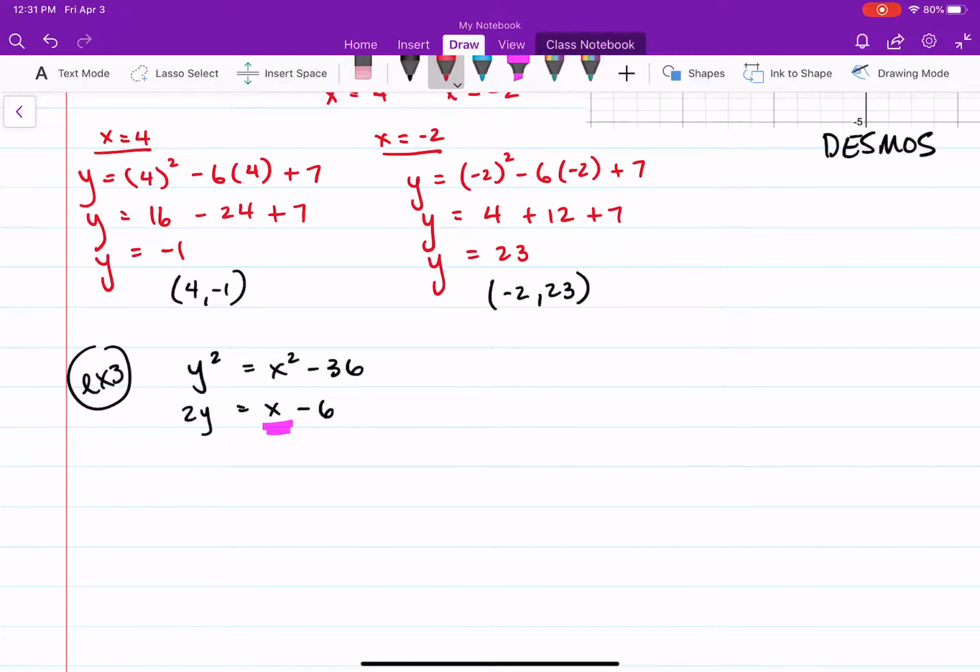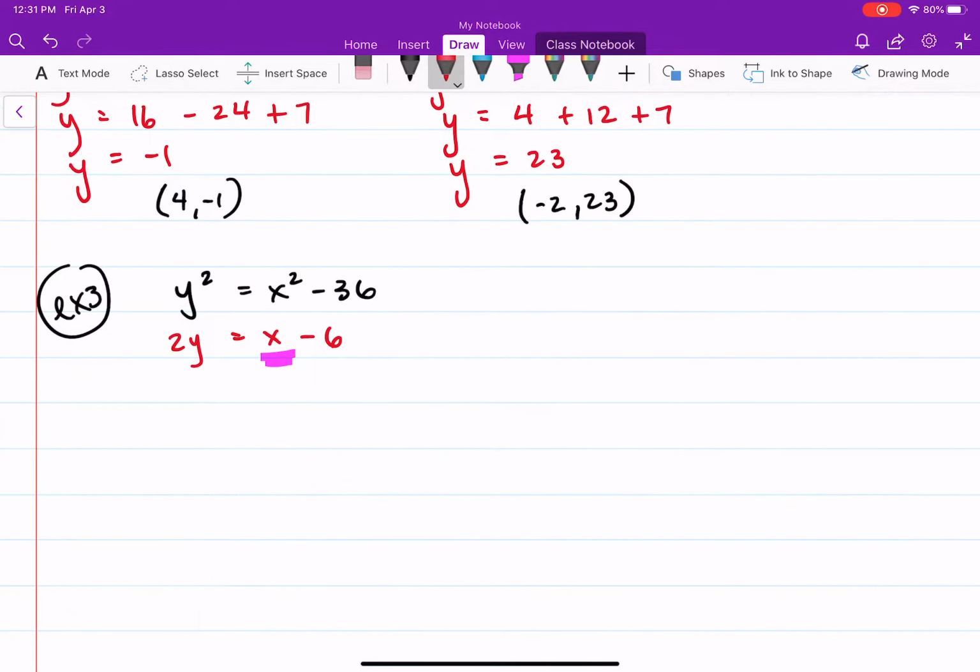So again, I'm going to take this and turn it to red. And I'm going to take this and I'm going to solve for the x. So I'm going to get x by itself. So I got to bring the 6 over to the left side. So I'm going to have 2y plus 6 is equal to x. Okay? Then I want to take that and I want to plug it in to the first equation. All right? So that's going to look like this.